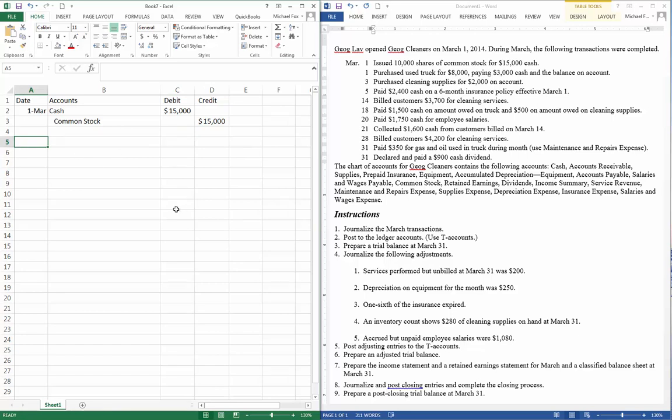On March 1st, they purchased a used truck for $8,000, paying $3,000 in cash and the balance on account. So we're going to show the asset equipment. That's how they're going to track their truck. It increases by $8,000, the total cost. Accounts payable is 5,000. I'm sorry, that's not an asset. I lied to you. The liability accounts payable is increasing by 5,000, and the asset cash is decreasing by 3,000.